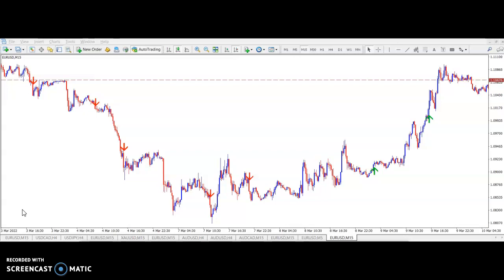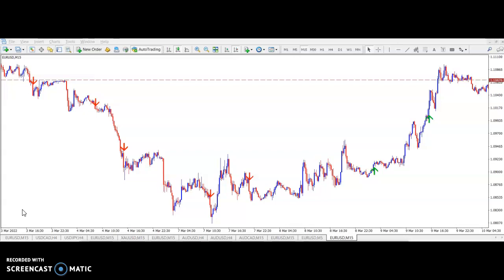Now, the indicator will send alerts to your phone or email if you have that set up as well. So you don't have to be by your computer. But obviously, it depends on which time frame you are trading on as well.